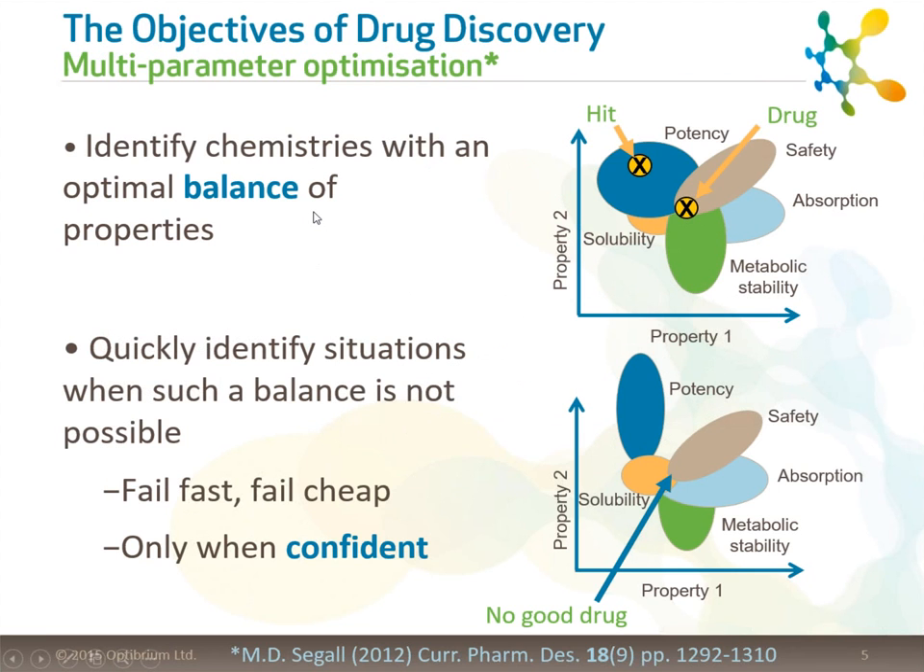And so our objectives in drug discovery can really be summarized as this idea of multi-parameter optimization. What we're trying to do is identify those chemistries with the balance of properties we know are required in a safe and efficacious drug. This sweet spot is where all the different properties that we require come together: potency against our target, physicochemical properties, ADME, and safety.